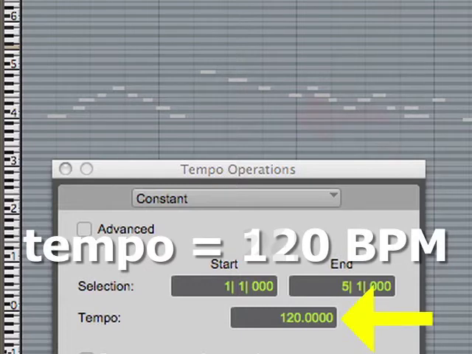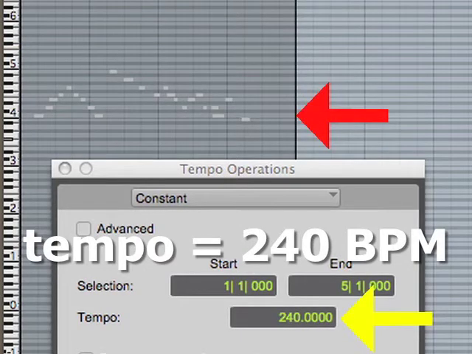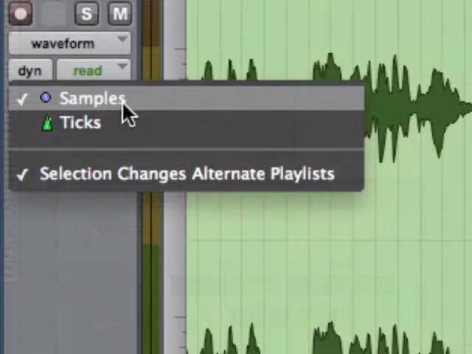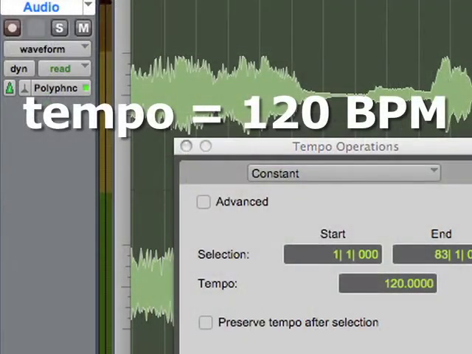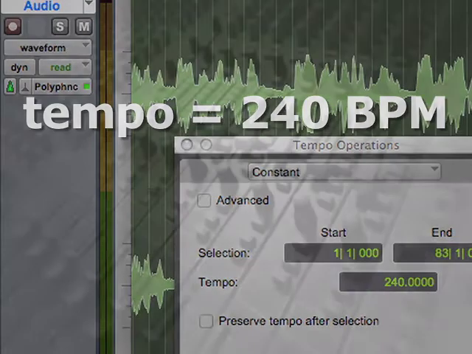For example, if the tempo changes during the session, the tick-based MIDI tracks will all conform to the new tempo map, which is very helpful. With some digital audio workstations, it's possible to change the time base of audio tracks from samples to ticks. Then, like MIDI tracks, the audio track will speed up or slow down when the tempo is changed.